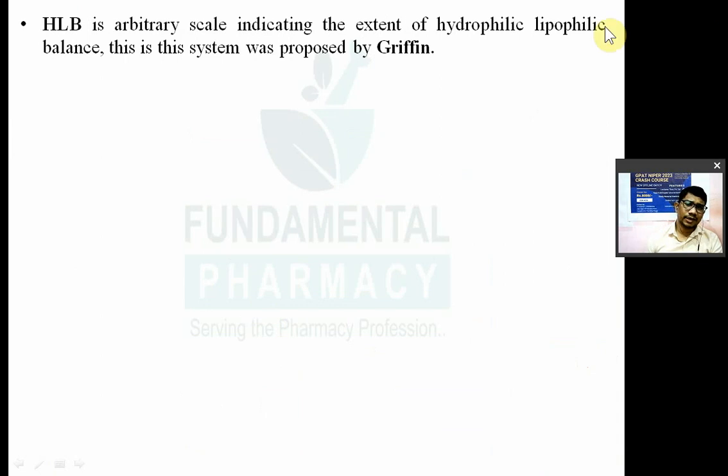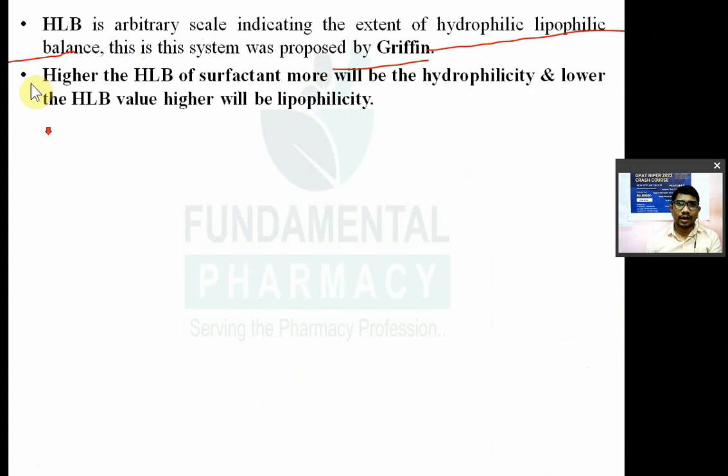HLB is nothing but the arbitrary scale, एक scale होता है indicating the extent of lipophilic and hydrophilic balance. कि उसमें lipophilic group कितने हैं, hydrophilic group कितने हैं, based upon that molecule either will be lipid soluble or water soluble. तो उनको characterize करने के लिए this system was proposed by Griffin in 1949, known as HLB scale. Higher the HLB value of surfactant, more will be the hydrophilicity.